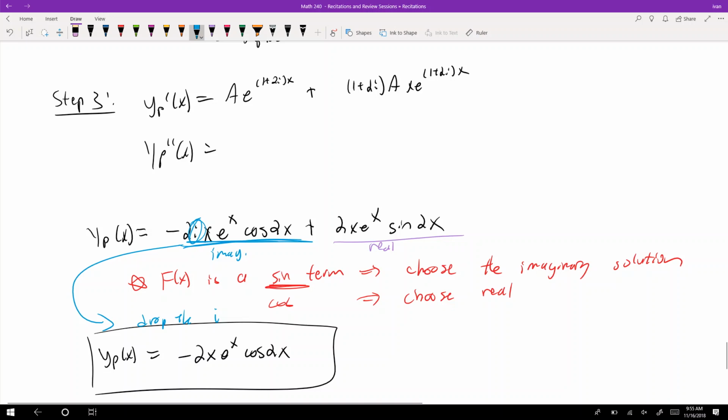Can it ever be not sine or cosine? Yeah, it can be like tangent, secant. Okay, so it has to be a trig function. For f of x in the complex value trial, you're pretty much always going to be given sine and cosine, but it can be something else.